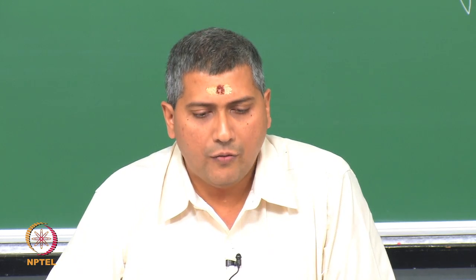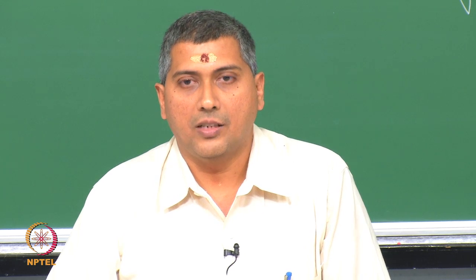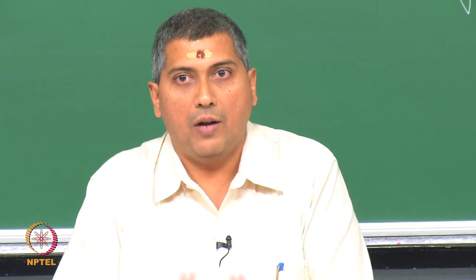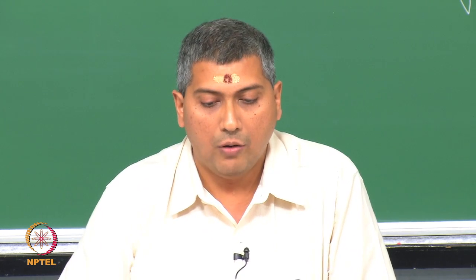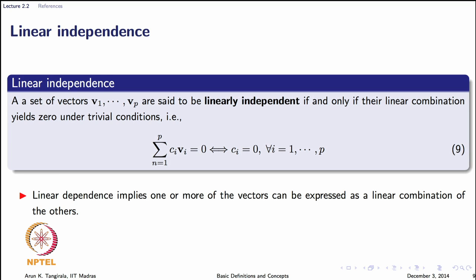The concept is fairly straightforward. A set of vectors is said to be linearly independent if and only if their linear combination is 0 only under trivial conditions. Okay, so what is a linear combination? This is a linear combination. If this is 0 only under trivial conditions, then we say it is linearly independent. If it is 0 under non-trivial conditions, which means I can find non-zero constants that will result in a zero valued linear combination, then we say that the vectors are linearly dependent. And what linear dependence naturally means is that one vector can be expressed as a combination of others.